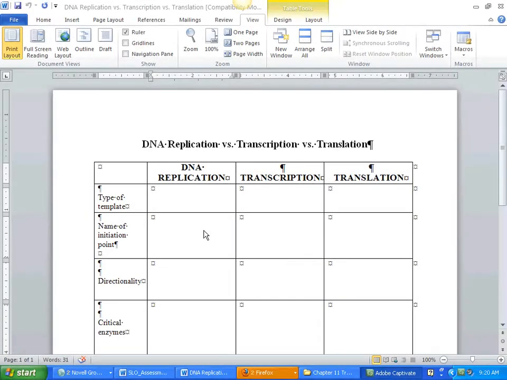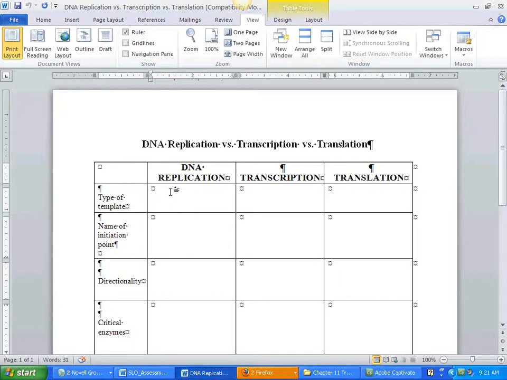So this tutorial is to help walk you through a comparison of DNA replication versus transcription versus translation. I think it's helpful for students to study these processes side by side so they can clearly see the similarities, but also clearly see the differences, because each of these processes is really for a different purpose, and so you're going to see a lot of differences.